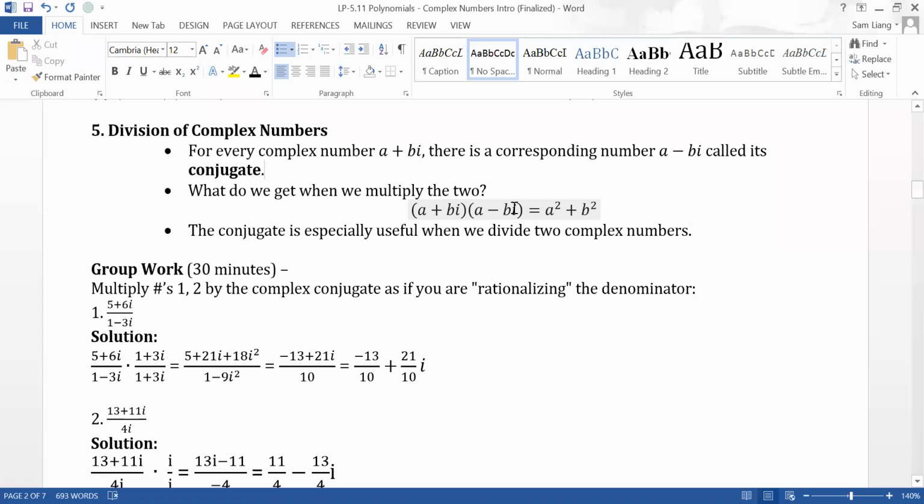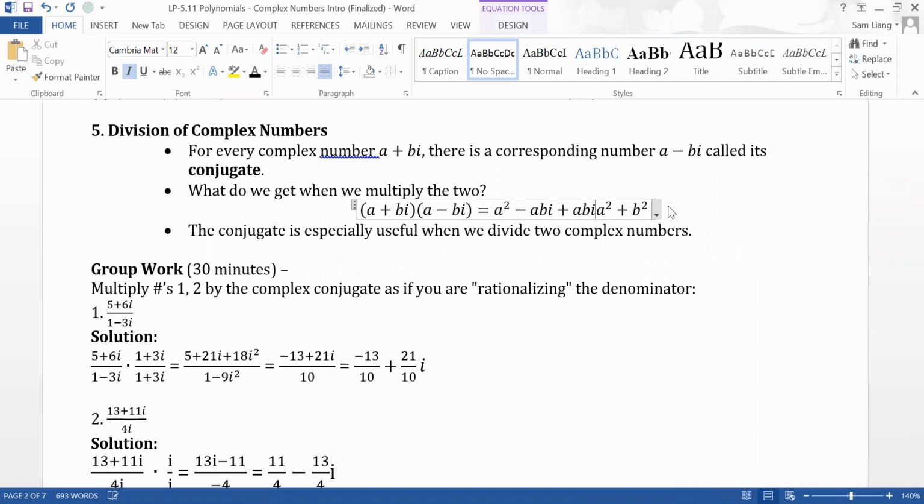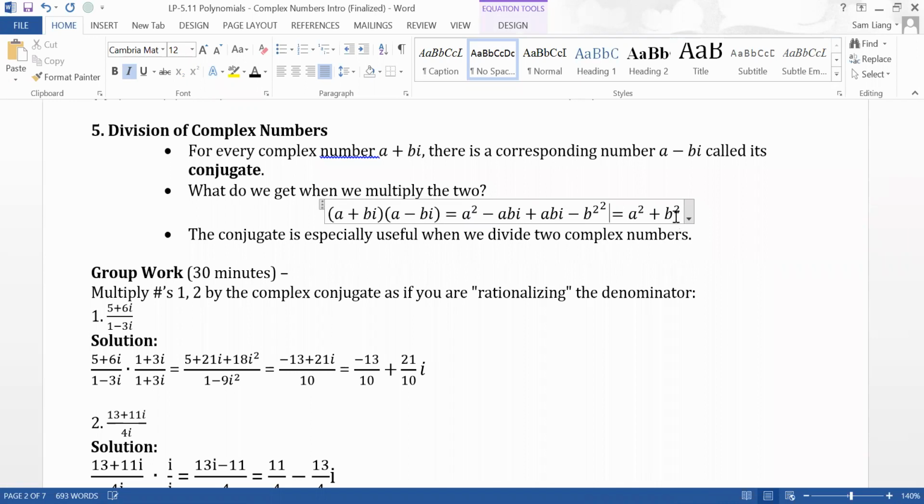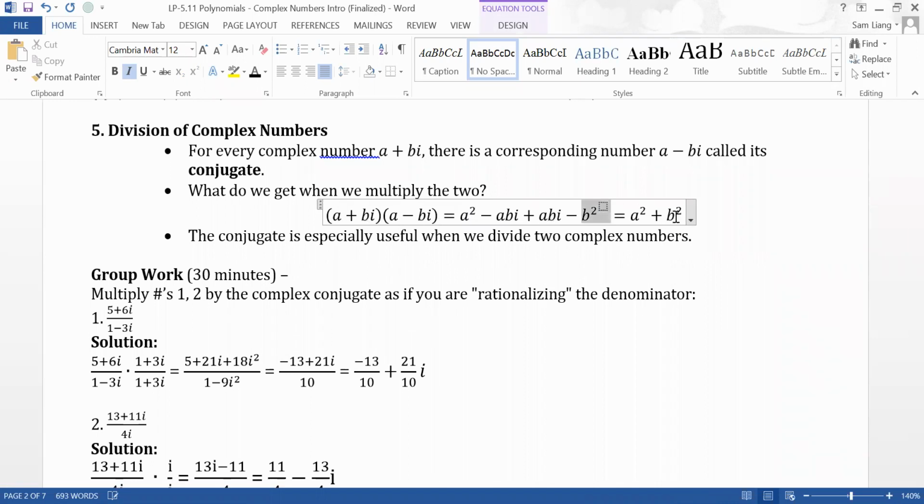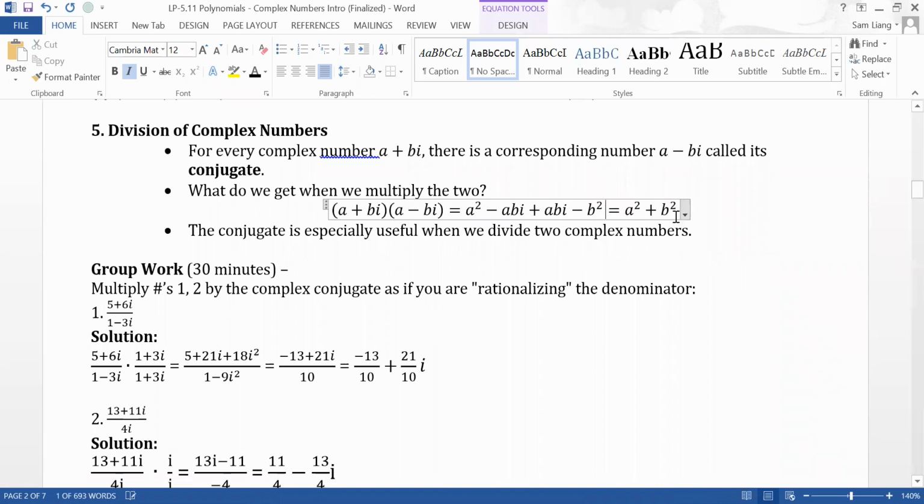i squared is -1, so let me write that in. a squared minus abi plus abi minus b squared i squared. Oh, whoops. Sorry, b squared times i squared.